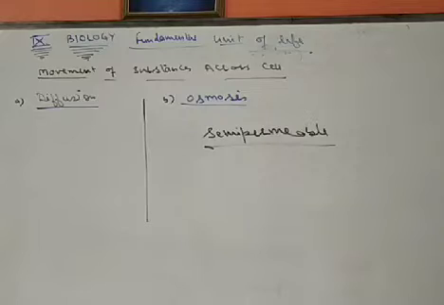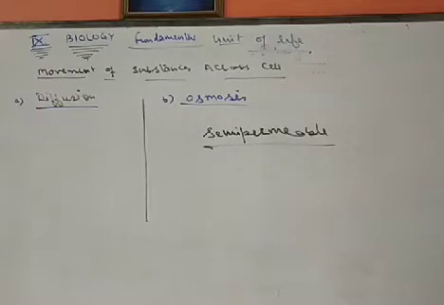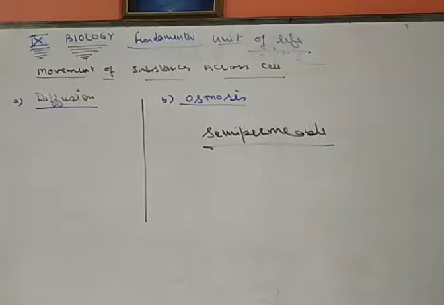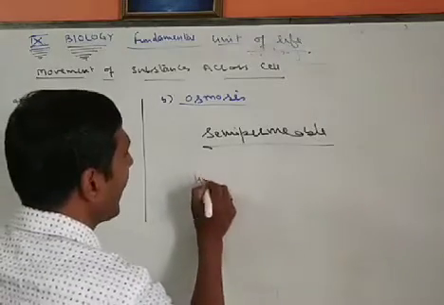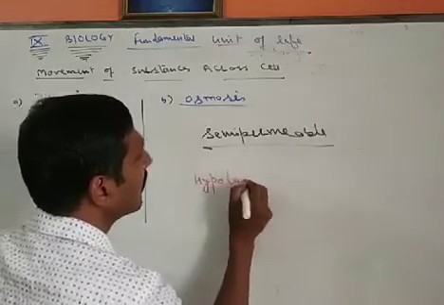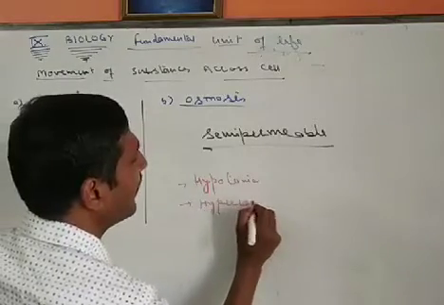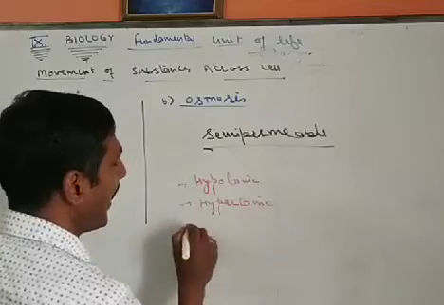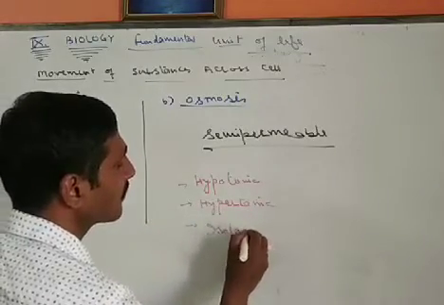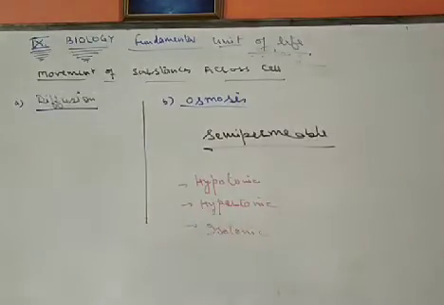Now, types of osmotic solution. On the basis of osmotic concentration, the solutions are of three types. Number one, hypotonic. Number two, hypertonic. And number three is isotonic. Let us discuss each term in detail.